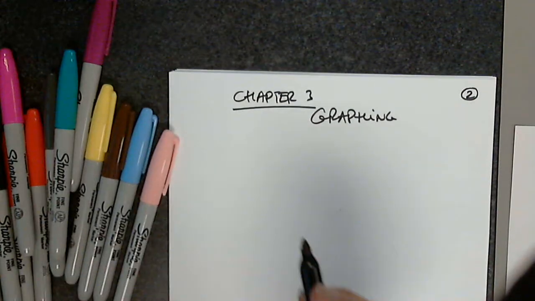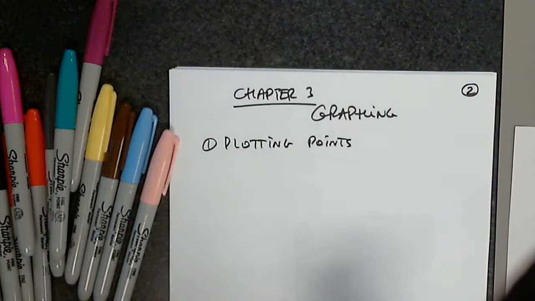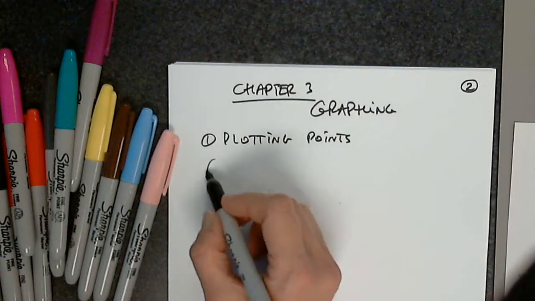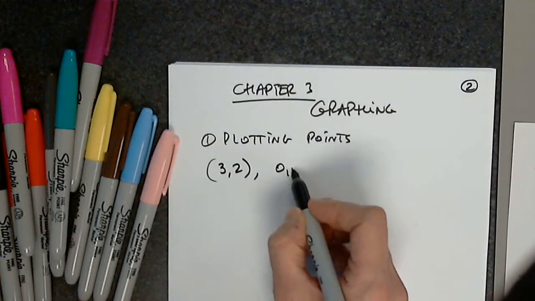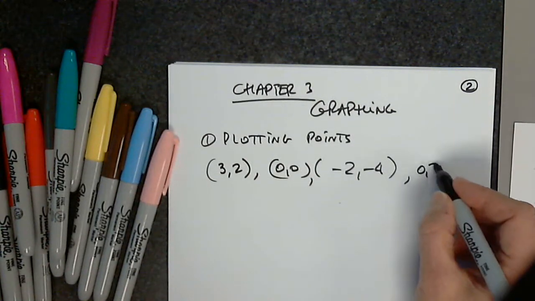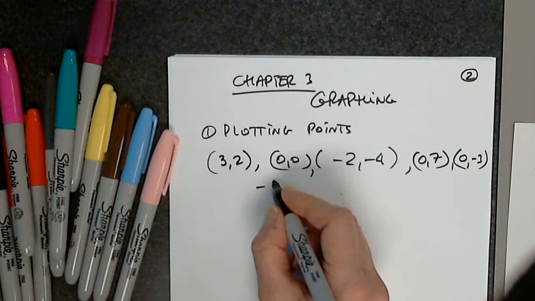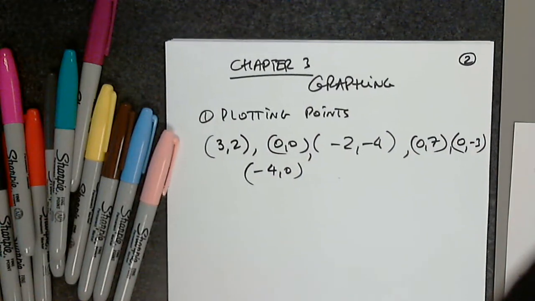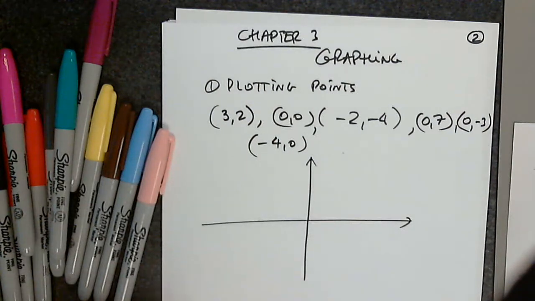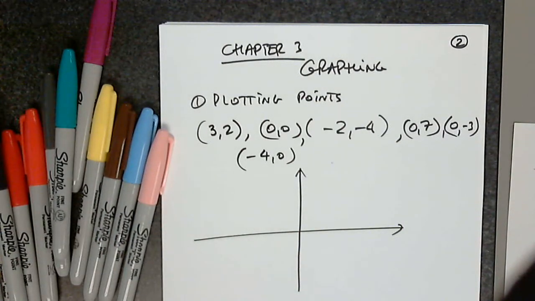Let's start by plotting points. That's a quick review. Let's make up some points. Let's say (3, 2), (0, 0), (-2, -4), (0, 7), (0, -3), and (-4, 0). We want to plot these points on a coordinate system. How will I plot them?